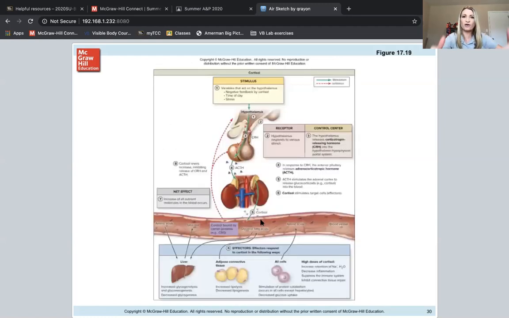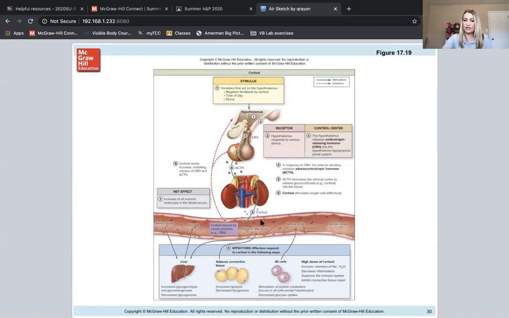And here's our flow chart for cortisol action. When we look at what the stimulus is for cortisol, it would be stress or time of the day, also the negative feedback by cortisol. That causes the hypothalamus to release corticotropin releasing hormone, okay? Corticotropin releasing hormone then acts on the anterior pituitary and tells it to release adrenocorticotropic hormone.